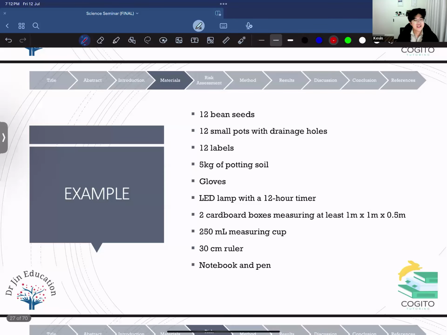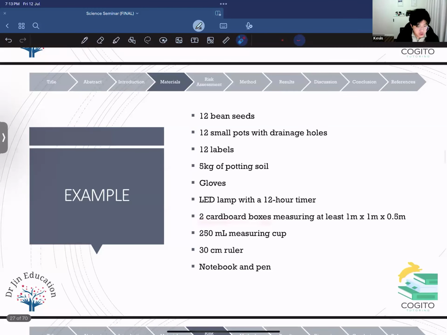Look at this one. This one's better, okay? But have a look at why it's better. 12 bean seeds, 12 small pots with drainage holes, 12 labels, 5 kilos of potting soil, gloves, the lamp with a 12-hour timer, cardboard boxes. Why is that needed? Well, to actually create the darkness environment. And even for the artificial light, I'm putting a box over it. So you need to specify the boxes. And look, I even put dimensions, right? 1 meter by 1 meter by half a meter.